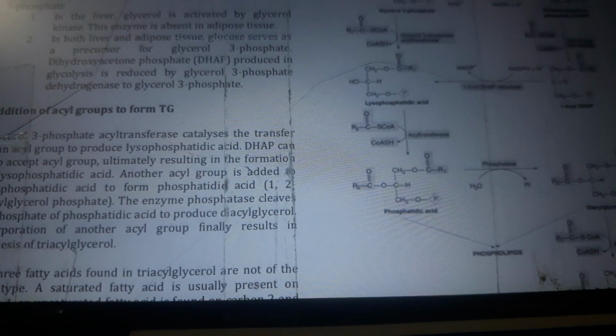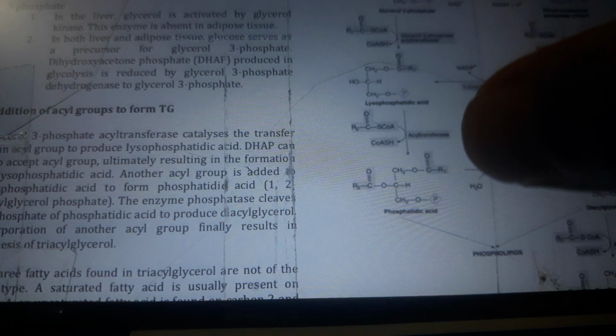Synthesis of glycerol 3-phosphate. Two mechanisms are involved in the synthesis of glycerol 3-phosphate. In the liver, glycerol is activated by glycerol kinase. This enzyme is absent in adipose tissue. In both liver and adipose tissue, glucose serves as a precursor for glycerol 3-phosphate. Dihydroxyacetone phosphate, DHAP, produced in glycolysis, is reduced by glycerol 3-phosphate dehydrogenase to glycerol 3-phosphate.